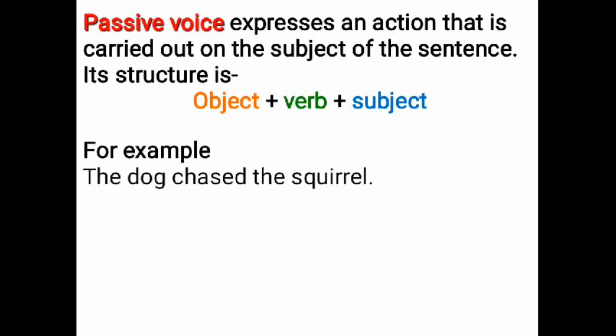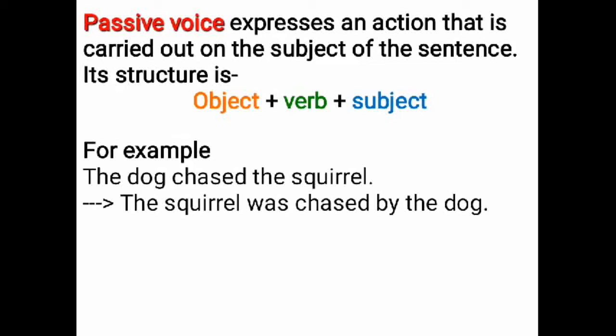We already studied the example of active voice in a sentence. You have to change this sentence into passive voice. If you are changing this sentence into passive voice, object should come first. After the object there should be verb, and after the verb there should be subject. Let's change this sentence into passive voice.